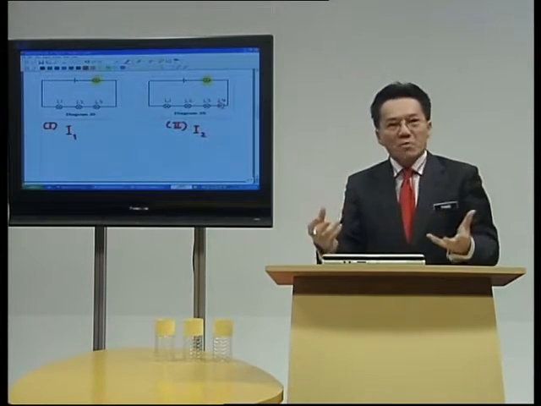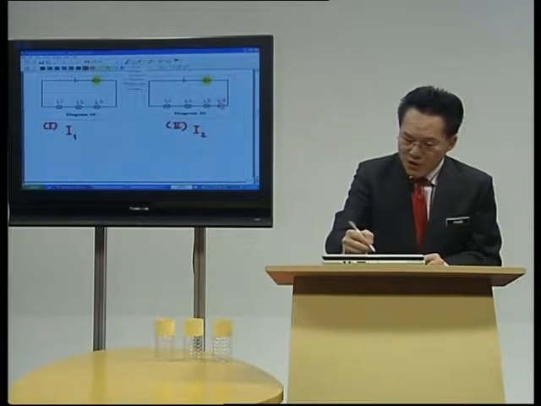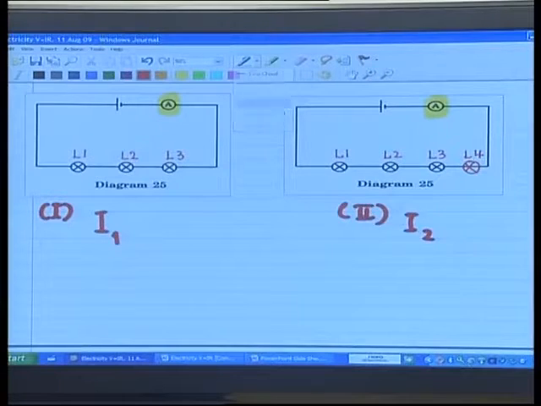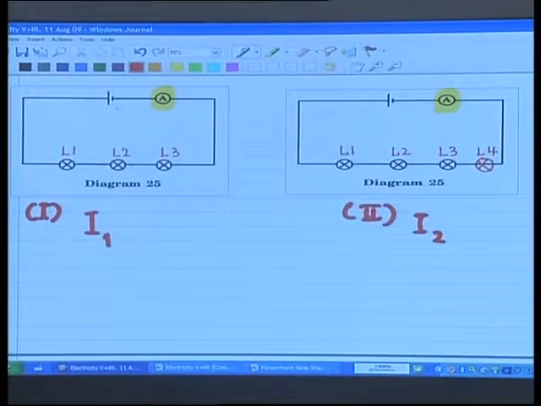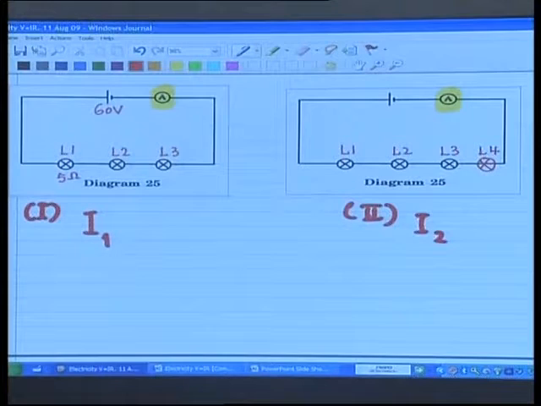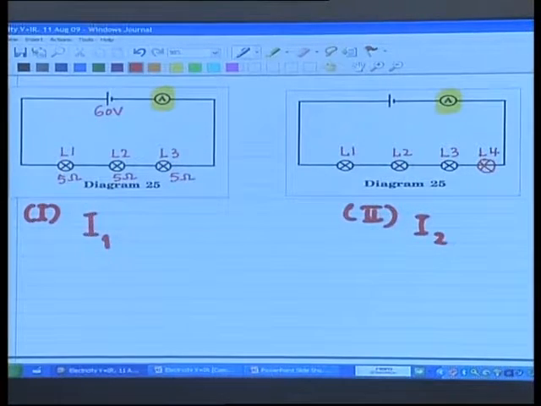How do we solve a problem like this when no values are given? May I suggest that you just write down values. A good value would be, let's call this 60 volts. That is my choice; you can choose anything. And let's say each bulb is 5 ohms, because each bulb, as you know, has a resistance. So we have 5 ohms each. Let us write down everything here.